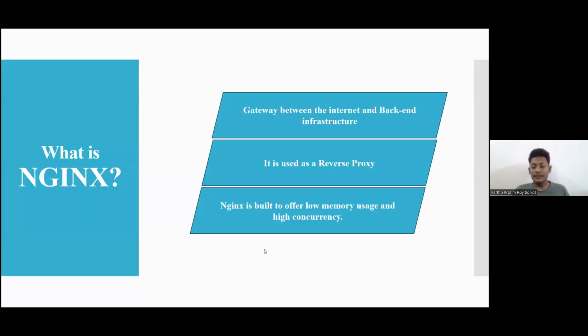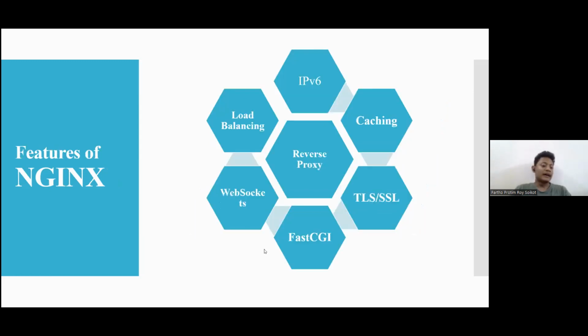Now, what is NGINX? NGINX is mostly used as a reverse proxy, but it has many applications. It can be used for load balancing, or it acts as a gateway between the internet and the backend infrastructure, and it's also used for low memory usage and high concurrency. Features of Nginx: it provides caching, WebSockets, load balancing, reverse proxy, IPv6, FastCGI, TLS, SSL. TLS means Transport Layer Security. So Nginx provides different features.